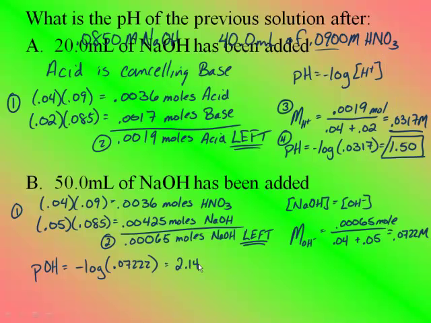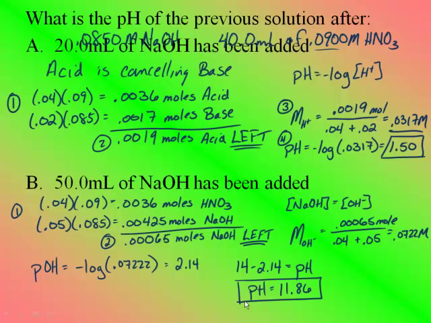That is not my answer, because I know that I'm dealing with a base, and I know that my pH cannot be less than 7 for a base. So that is my pOH. And remember that 14 minus the pOH is equal to the pH. So my pH would therefore be 11.86, which makes sense because I have base as my primary substance.